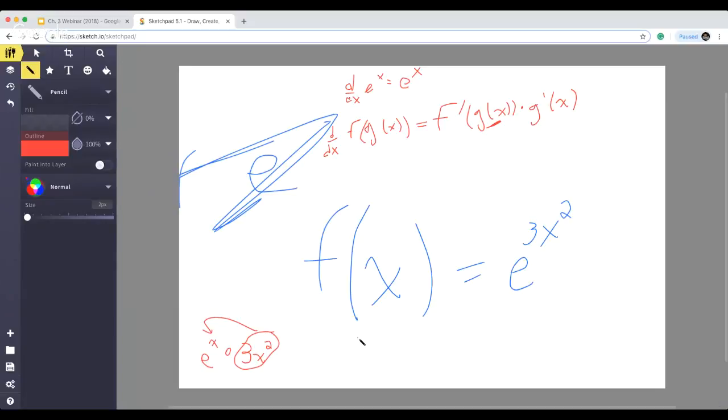So when we find the derivative here, f prime of x, we have to take the derivative of the whole big function, leaving the inside part intact. That's what this says. The derivative of an e function is just itself. But then we need to multiply by the derivative inside the exponent. In that case, the derivative inside is 6x. So this derivative would be e to the 3x squared times 6x.